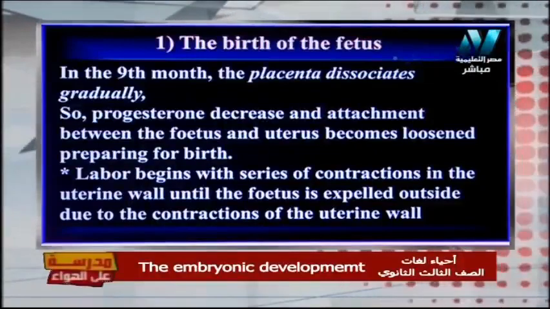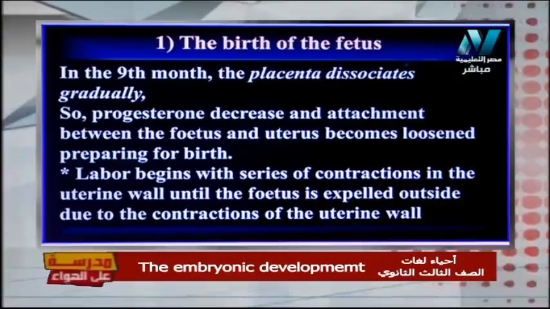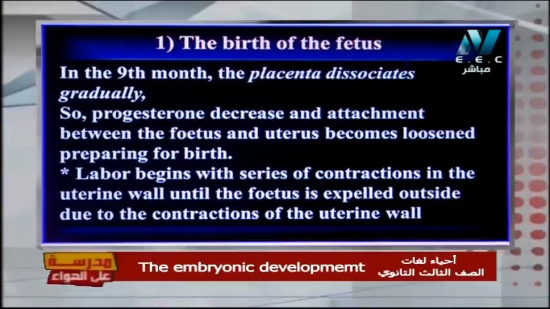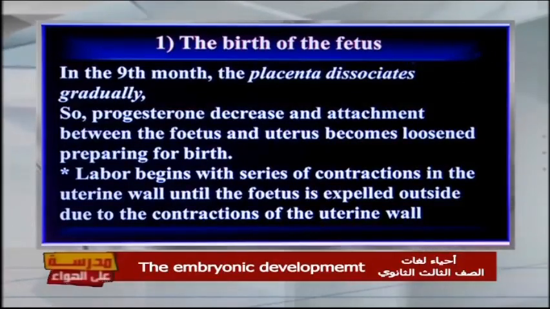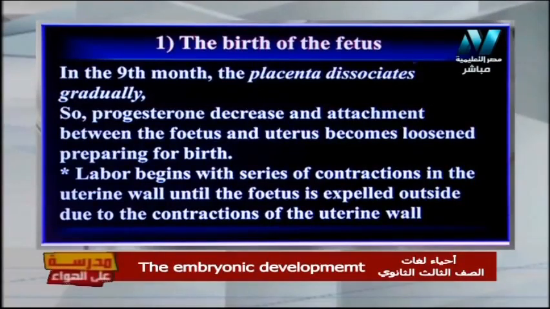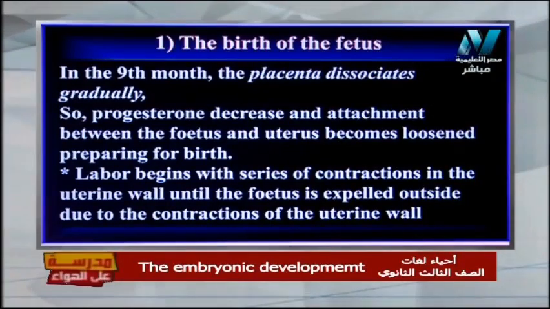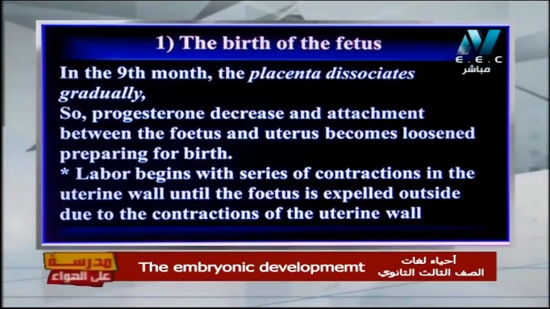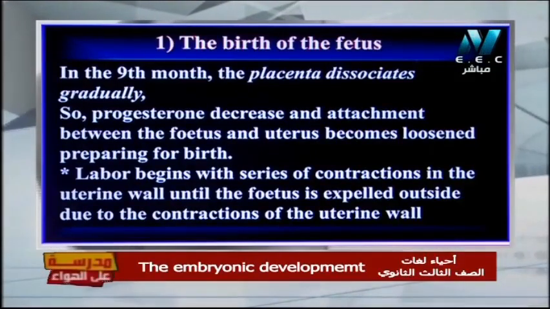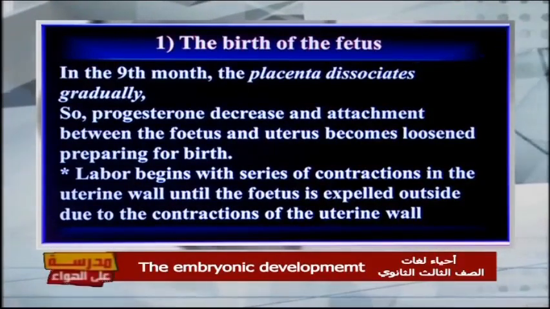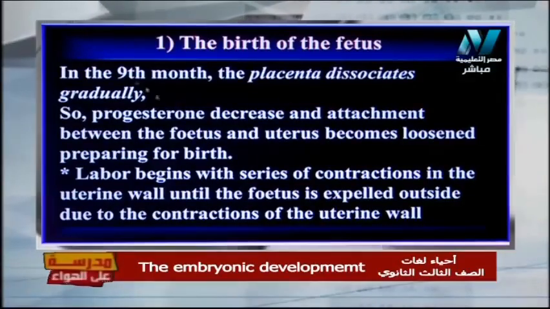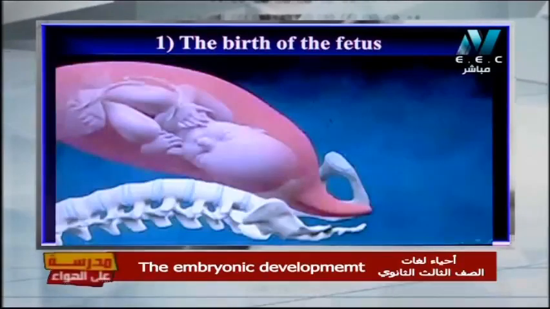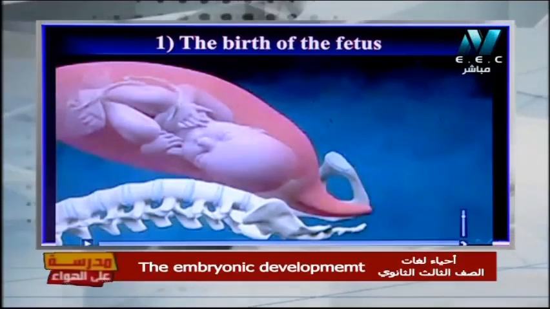Okay, let's see the birth of the fetus. Here, of course, at the 9th month the placenta dissociates gradually. So the progesterone decreases and the attachment between the fetus and the uterus becomes loosened, preparing for the birth or the delivery. Labor begins with a series of contractions in the uterine wall until the fetus is expelled outside the body. That is due to the contraction of the uterine wall, which acts as the action of the oxytocin hormone.